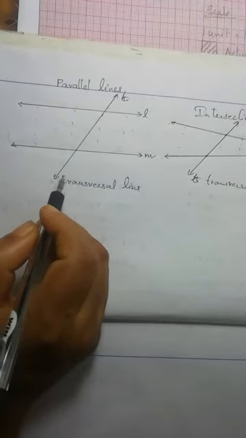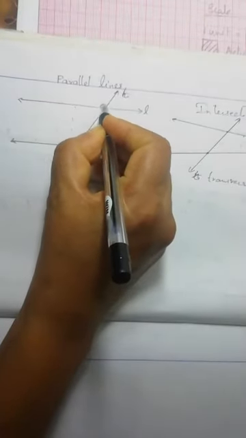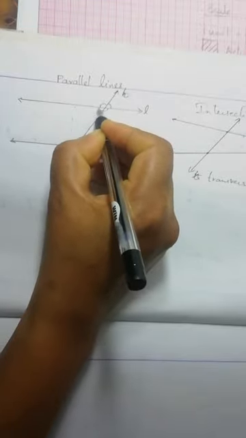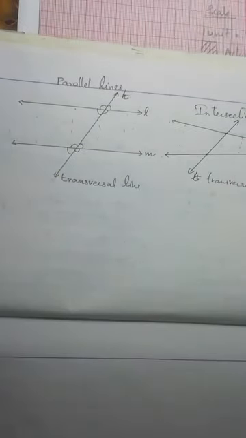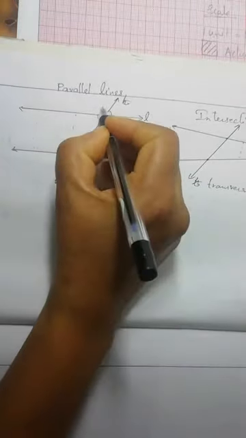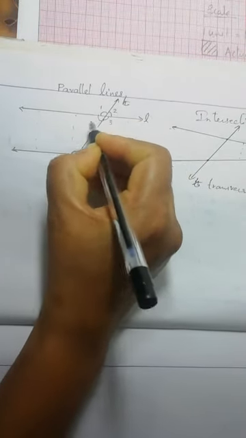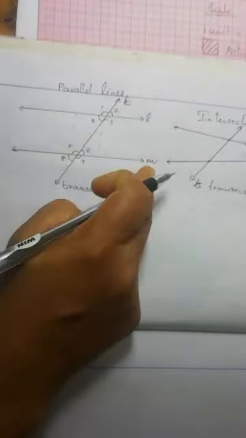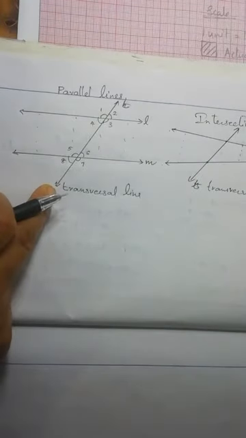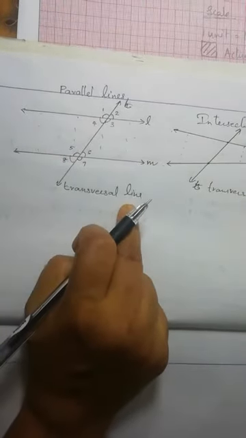When a transversal cuts the given two lines at distinct points, different angles are formed. See here, 4 angles are forming here. And this transversal line is cutting the other line also, and there also 4 angles are forming. You can see now? So we can name them: this is angle 1, angle 2, angle 3, angle 4. Here angle 5, angle 6, angle 7, angle 8, because we have to identify which angles are which. So two lines cut by another line, that line we call a transversal line.